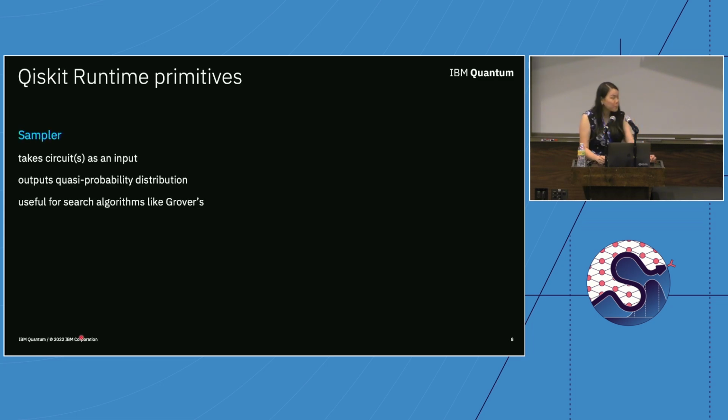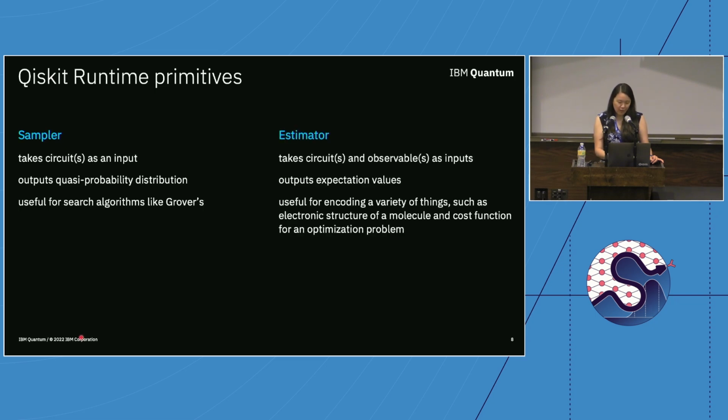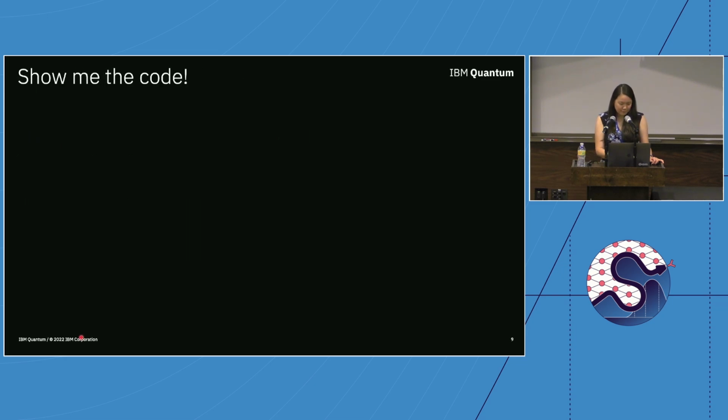So what are the primitives? Today we have two. The first one is called sampler, and as the name implies, it samples the distribution of your circuit outputs. It's useful for search algorithms like Grover's. We also have estimator, which estimates the expectation values. It takes circuits and observables as inputs, and it's typically used in chemistry simulation, like in VQE, or for optimization problems. All right, and that's all the slides I have.